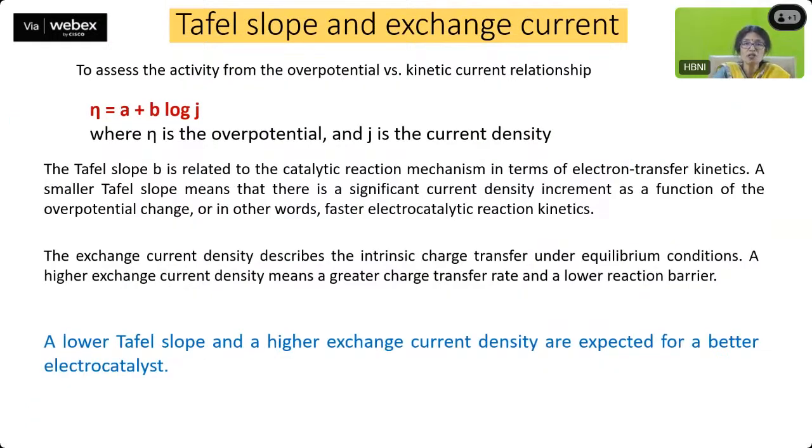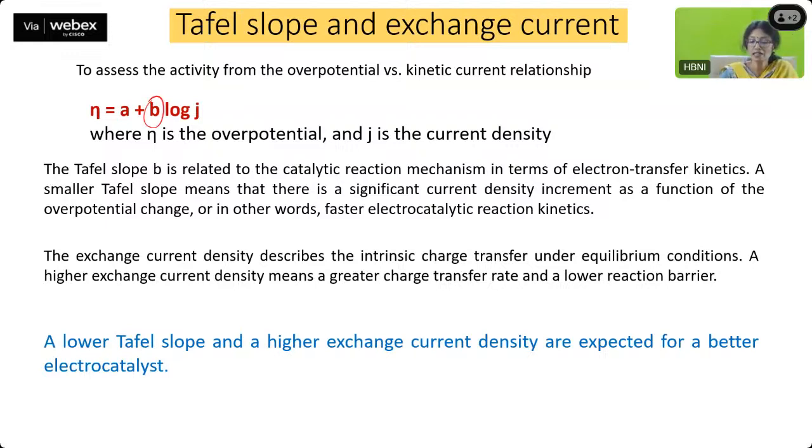So here one very important point is the Tafel slope and the exchange current. Whenever you are talking about how to assess the activity, it is the Tafel slope and exchange current which you have to study. So to assess the activity from the overpotential versus kinetic current relationship, this is the particular relationship we have: eta equals A plus B log J, where eta is your overpotential and J is nothing but your current density. So this Tafel slope is this B value.